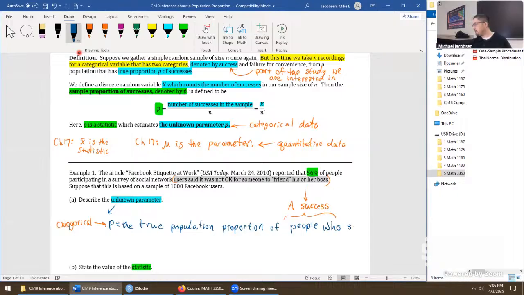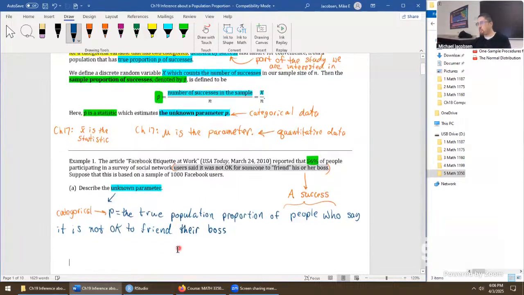who say it is, the success in this study is saying not okay. So we'll say not okay to friend their boss. So that's the first part.